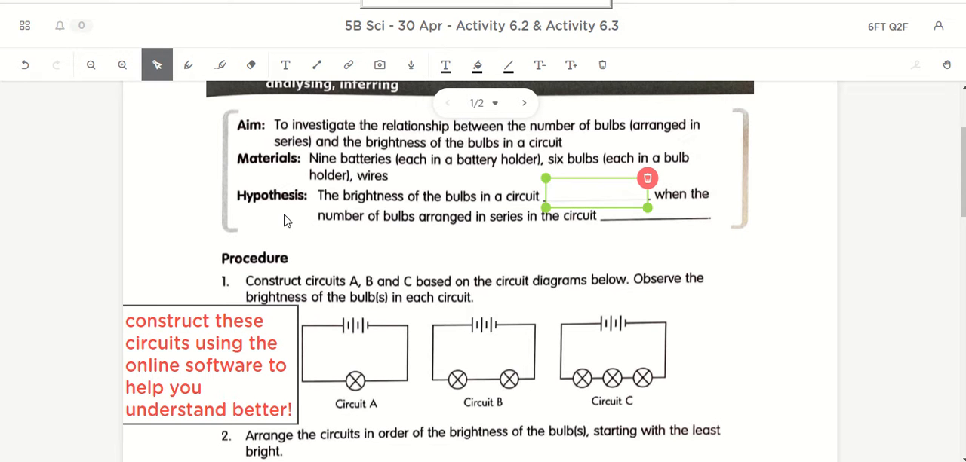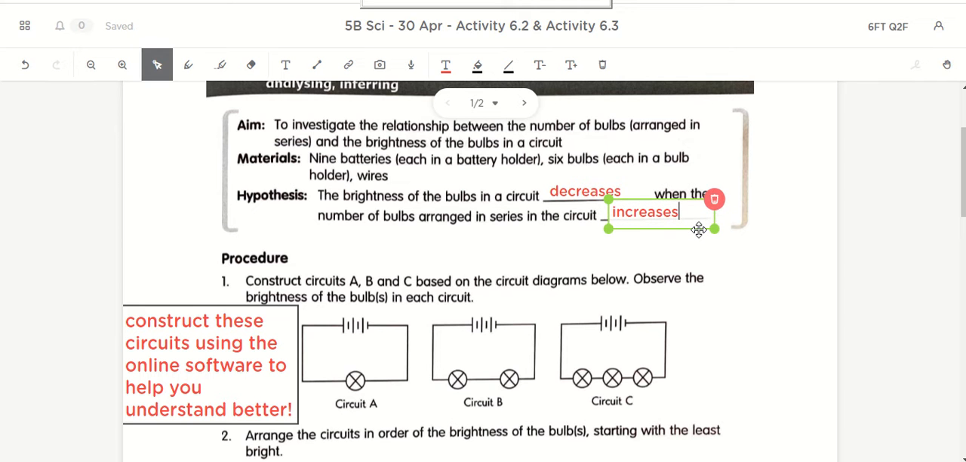So let's talk about the hypothesis first. It's what we learn in concept. The brightness of the bulbs in a circuit decreases. Let's write this down. Decreases. The more bulbs you have arranged in series, the brightness of the bulb actually decreases. So the brightness of the bulbs in the circuit decreases when the number of bulbs arranged in series in the circuit increases. So the more bulbs you have in series, the less bright it will be.